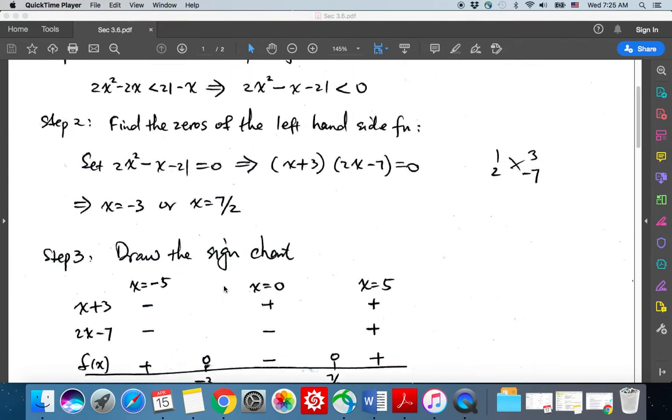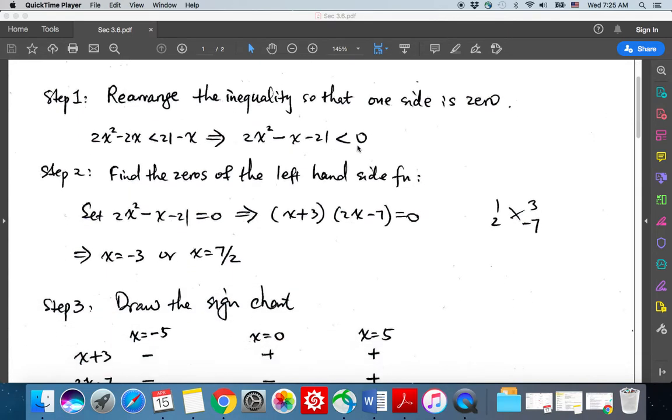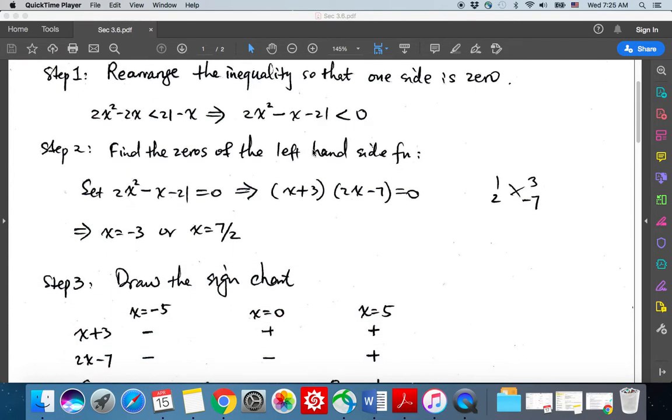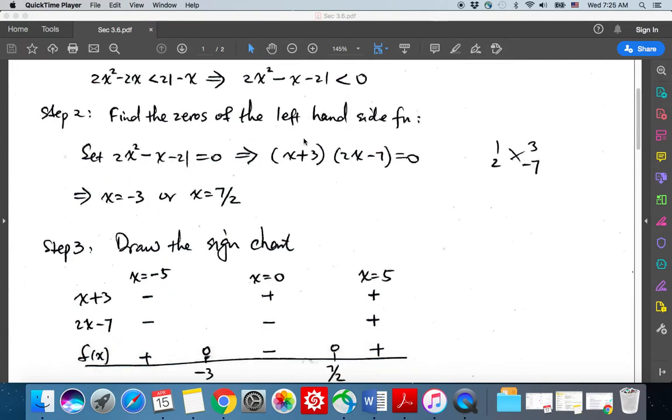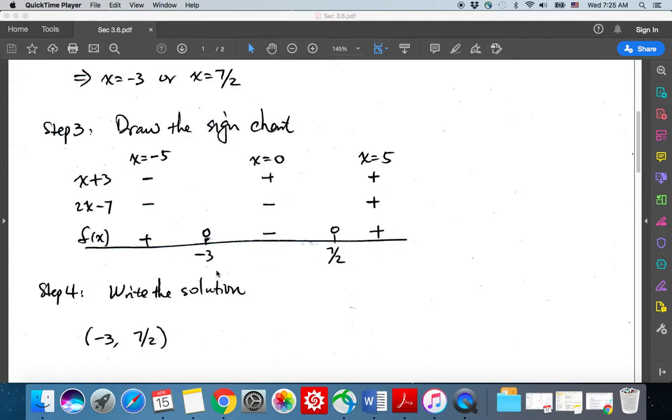We have to be careful about whether our inequality is a strict inequality or a non-strict inequality. In this case, it's strict, which means that the zeros are not part of the solution. So we only look for the interval where the polynomial function is strictly negative. That's the middle piece with open endpoints. So we write down our solution using interval notation, which gives us -3 to 7/2, open at both ends.